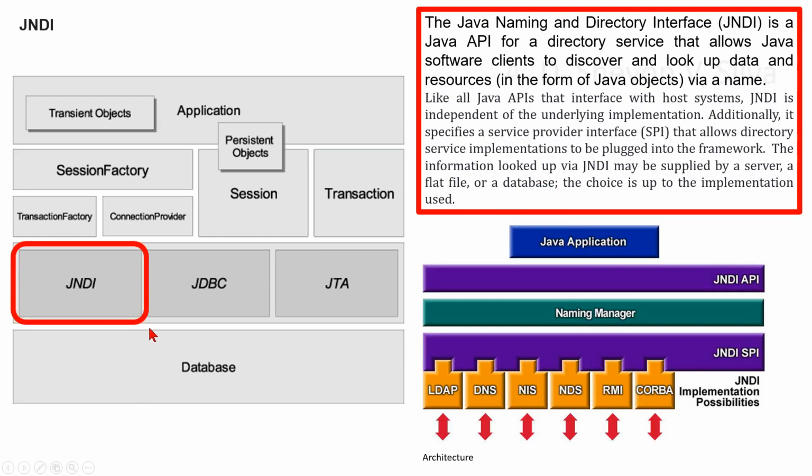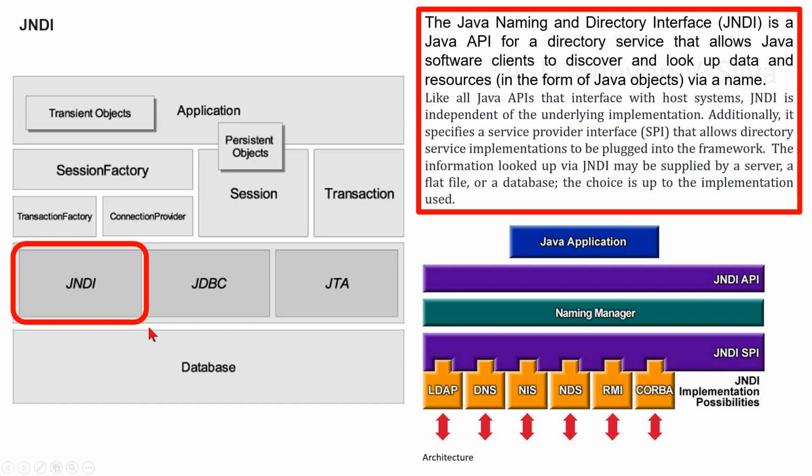Now we are focusing on JNDI, the Java Naming and Directory Interface. JNDI is a Java API for a directory service that allows Java software clients to discover and look up data and resources in the form of Java objects via a name. Like all Java APIs that interface with host systems, JNDI is independent of the underlying implementation.